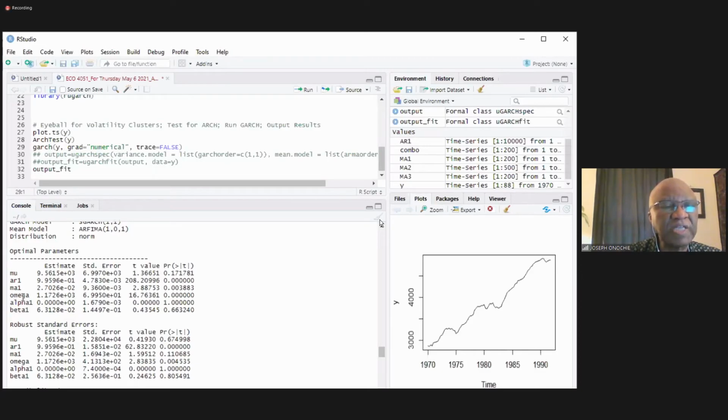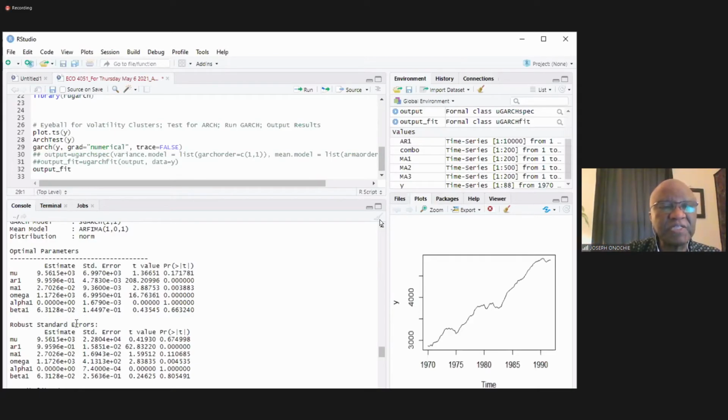This is the constant in the GARCH equation. Remember, variance squared t equals constant plus the alpha. Alpha is the coefficient of the error squared term. So here is 0.000. So this is all 0. And then the beta is the coefficient for the lagged variance squared term in the GARCH equation. So this is the coefficient, okay?